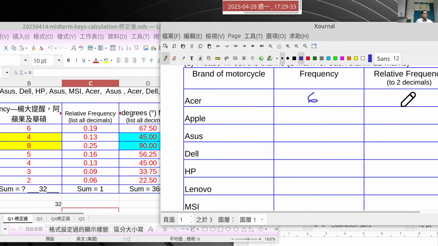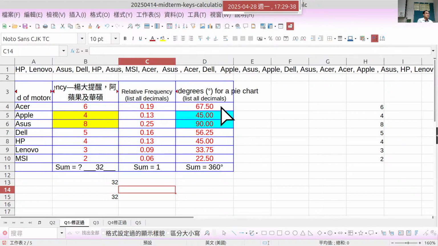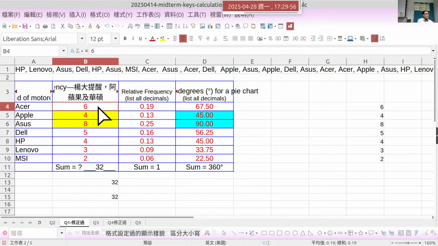As the second one, now, how to calculate the degrees for a pie chart? Theoretically, one pie chart is 360 degrees. 360 degrees. And now we know one thing: for 360, you can use this one or that one. Either one is okay. And I prefer to use the individual number divided by 32 times 360. Let me show you.